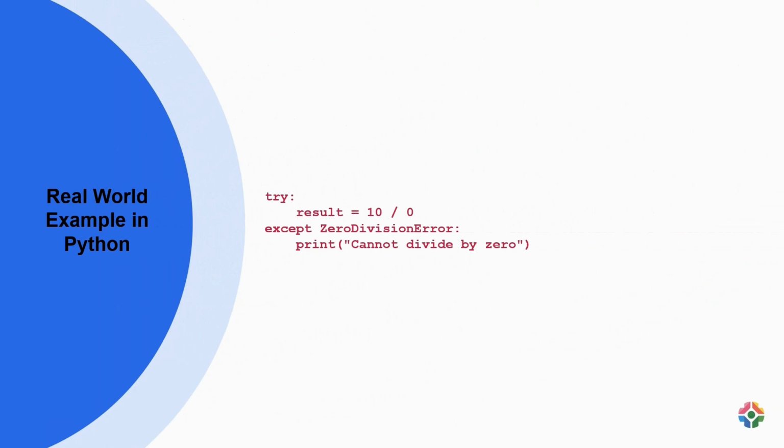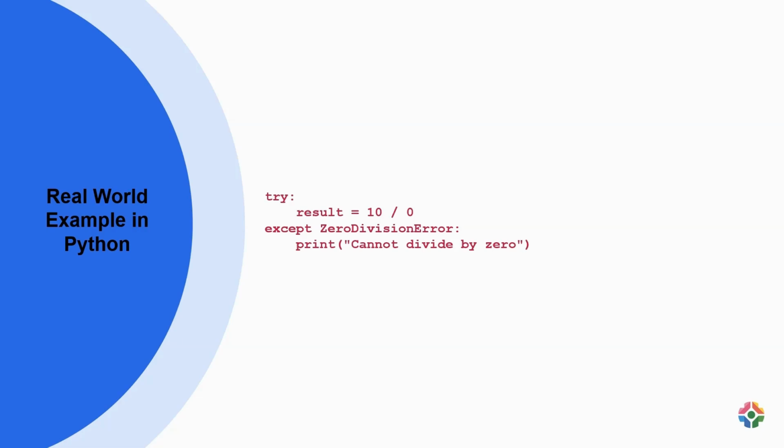The provided code snippet demonstrates a try-except block in Python to handle a zero division error. In this example, an attempt is made to divide 10 by 0. However, division by 0 is not defined in mathematics, leading to a zero division error. To prevent the program from crashing due to this error, the code within the try block is executed. If a zero division error occurs, the except block catches the exception and prints a custom error message, cannot divide by 0.